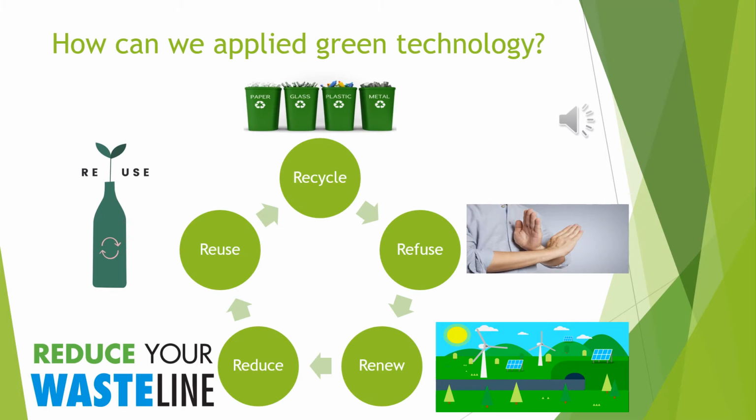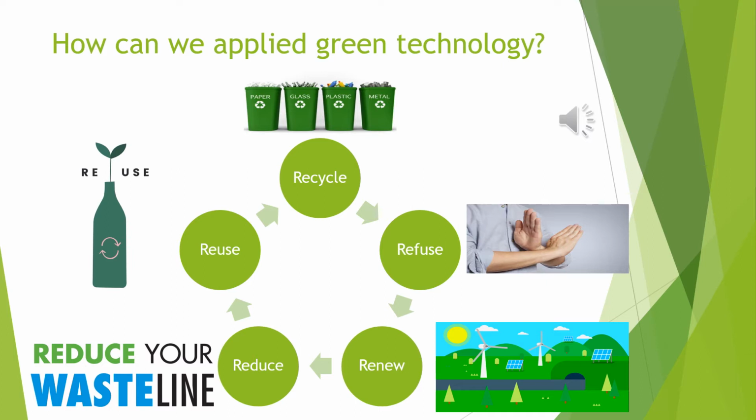In this slide, I will tell you how we can apply green technology. First things first is by doing recycle. There are many things that we can recycle, such as paper, glass, plastic, and metal. The other is refuse, which is refusing to use any fossil fuels in your daily life. And then renew, by using renewable energy such as coal, wind, and water.